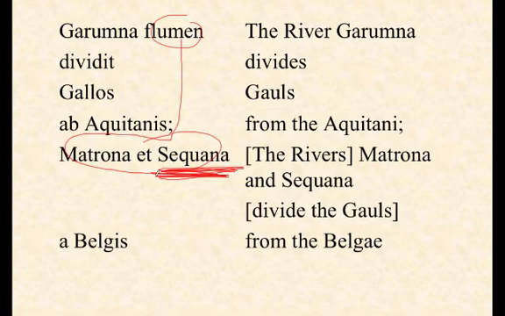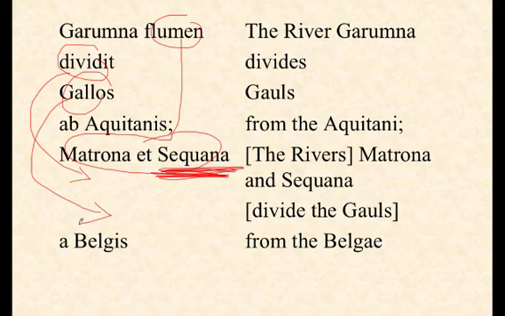The rivers Matrona and Sequana, we're going to reassume again, dividit. They divide. Who do they divide? Well, they divide the Gauls from the Belgae. Wow, that is Caesar at his best, people. The sentence is not actually that grammatically complicated, apart from the fact that he assumes things over and over again.